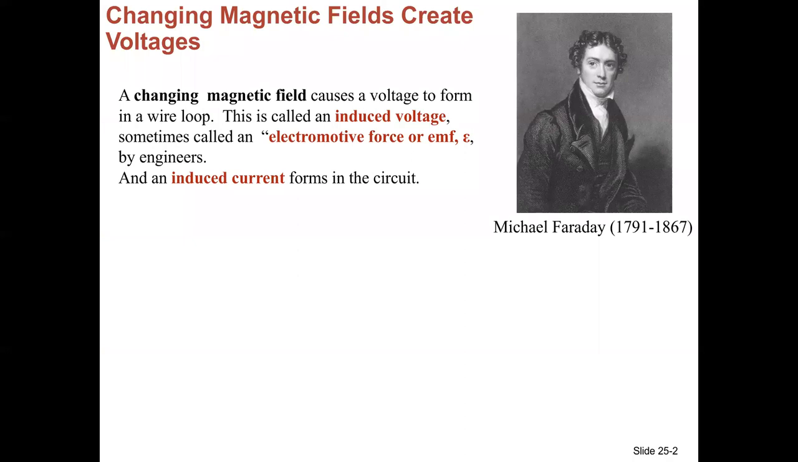Basically his law, stated in words, is that if you can get a magnetic field going through some loop of wire, and you change that magnetic field in some way, it will cause a voltage to form in the wire, which we call an induced voltage. And that induced voltage will cause an induced current, depending on the resistance in that wire or whatever circuit it's connected to. So this voltage works like any other voltage once it's there.